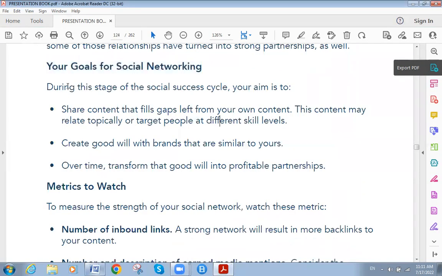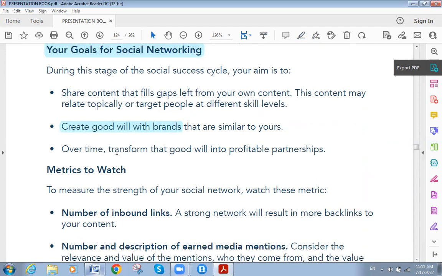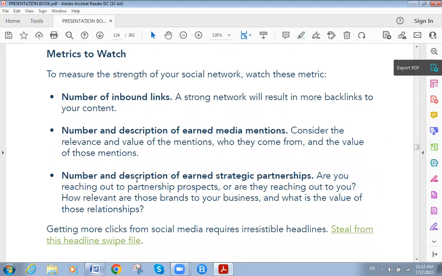Well, you want to share your content to fill the gaps left from your own content. You want to create goodwill for your brand when you are doing social networking. You want over time to transform that goodwill into profits and partnerships. So you want to increase your profits.